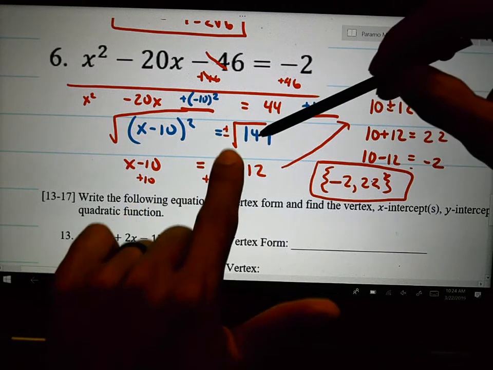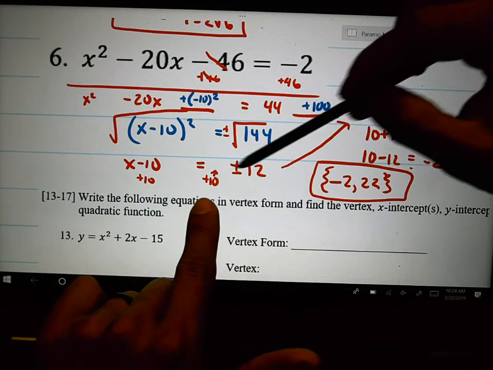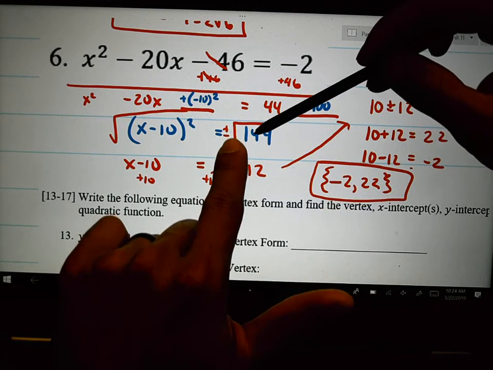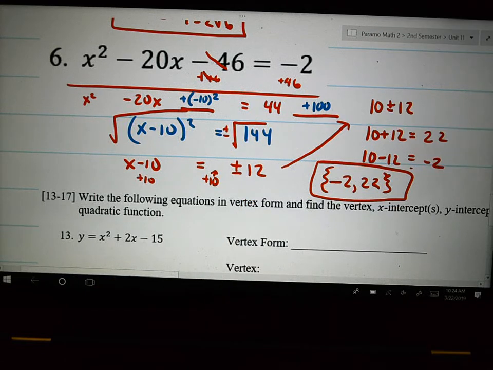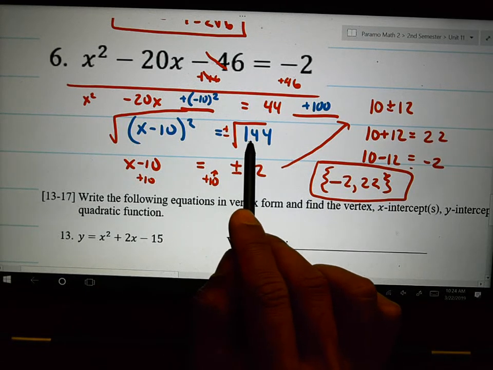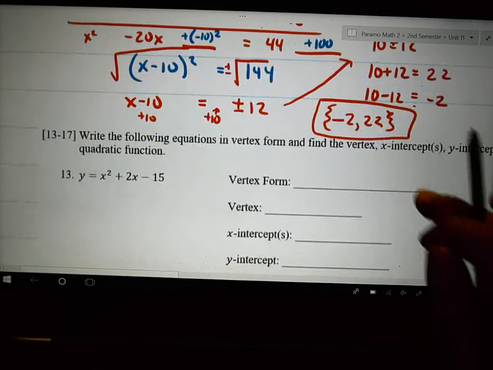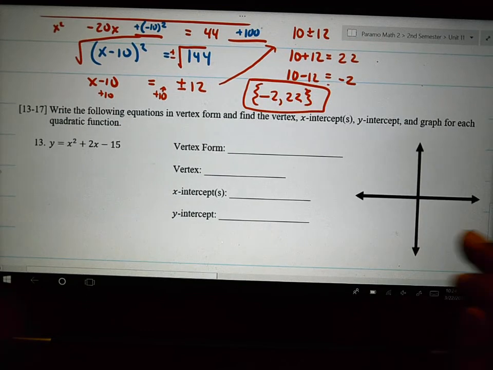If it comes out to a nice whole number, you will be able to find the two solutions. If it stays in radical form, you will not be able to put them together, just so you know. And then sometimes you're going to square root a negative, and then it's no solution. The last thing that you have to be able to do is to graph.